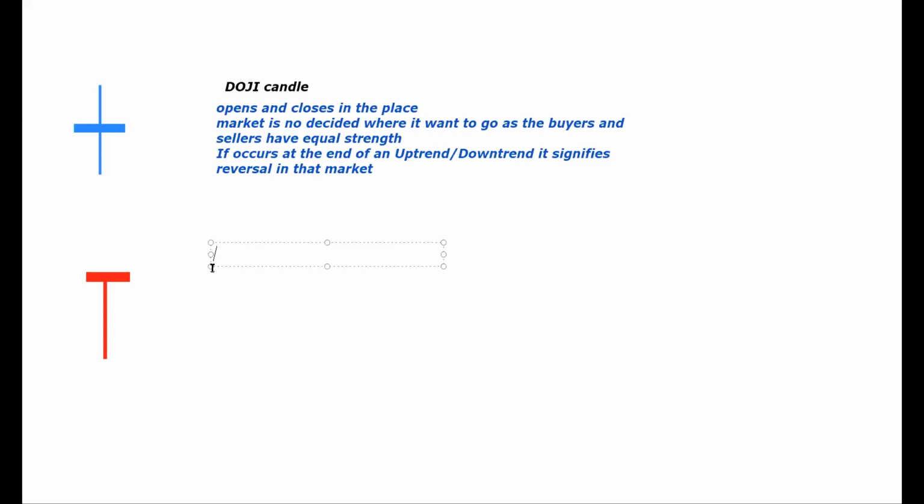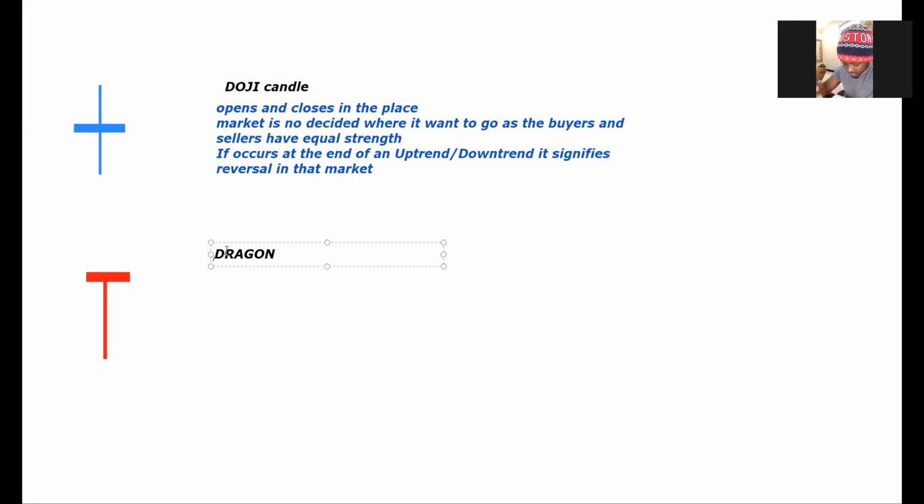So I'm seeing some responses. We have the dragonfly doji, bearish, the hammer doji. So this right here, this is the dragonfly doji, right? I will be explaining the difference with all the other candlesticks that people have mentioned there, the hammer and all that.